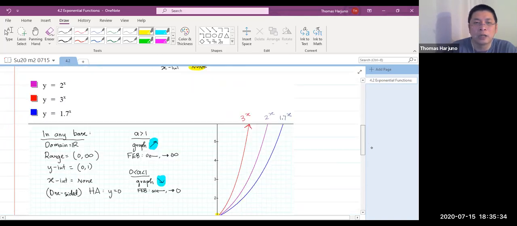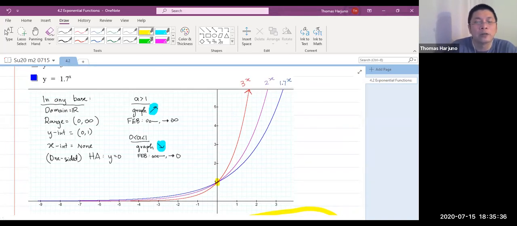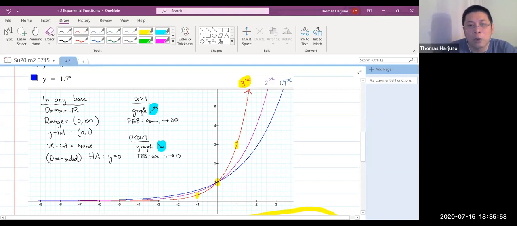Okay, let's use the example, the red one here, the red color, 3 to the x. So the important coordinates will be (0, 1), (1, 3), and (-1, 1/3). Now if you graph this without graphing paper, like in your test or in your quiz, then I require you to actually put a dot there and write down the coordinate (1, 3). And this one is (-1, 1/3).